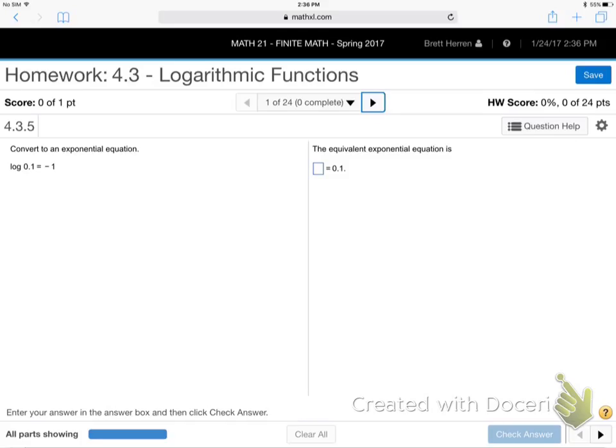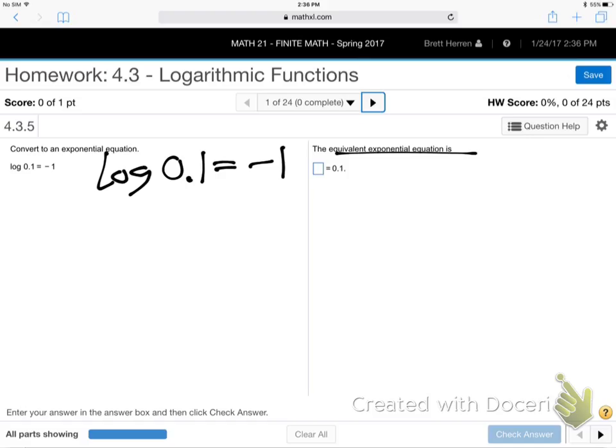Okay, so log 0.1 equals -1. They want me to write it some other way. So we're talking logs. We're starting a log section here. So how do you do it? Let me just give you the basic rule for converting logs.